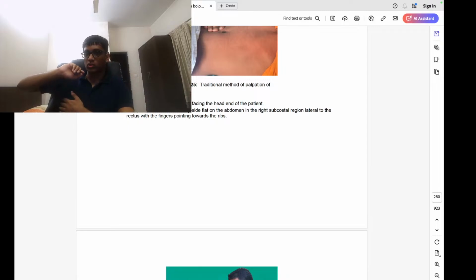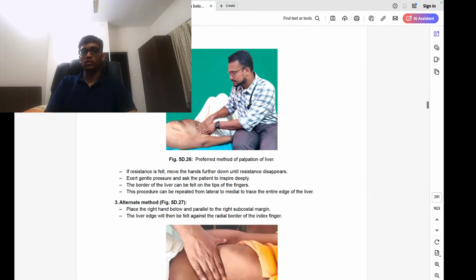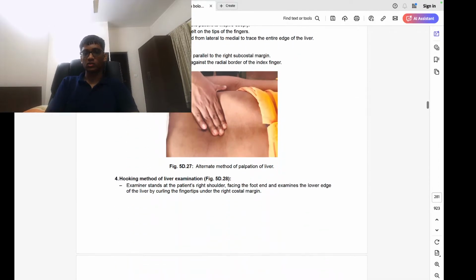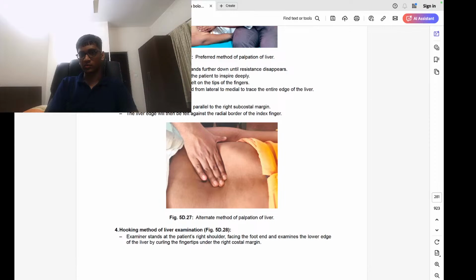Right subcostal region, lateral to the rectus, with fingers pointing towards the right. You have to keep it like this. Right subcostal region. Then you keep on going down until you feel the liver. That is the preferred method.